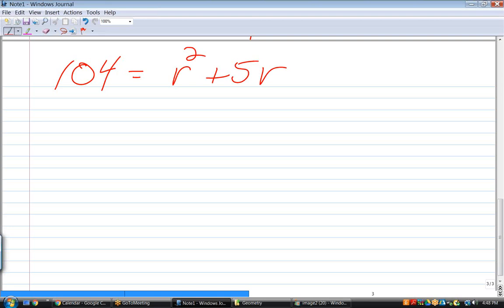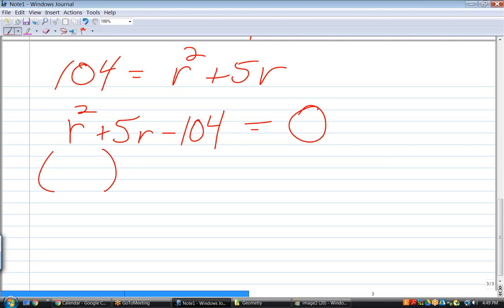You could subtract one of the r's from both sides, right? No. The secret to solving a quadratic is to put 0 on one side and everything else on the other. So I'm going to subtract 104 from both sides, which leaves 0. You with me? Now I have to factor this in order to solve it. I mean, I could use the quadratic formula, but I suspect this factors.